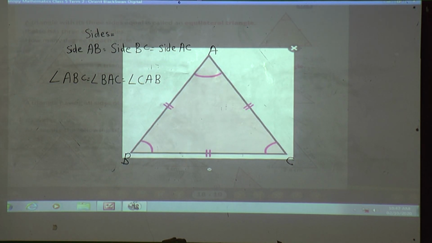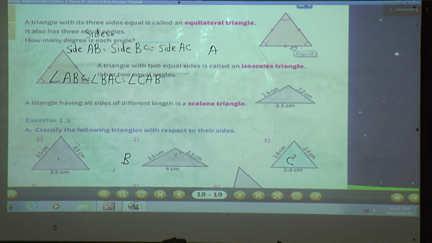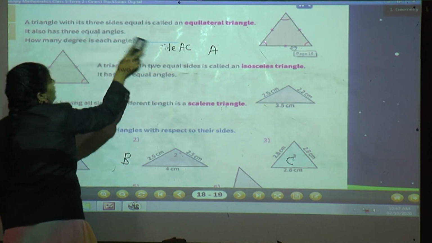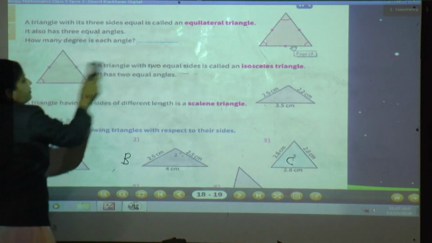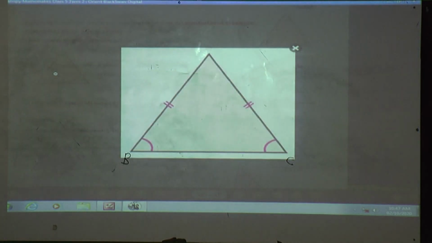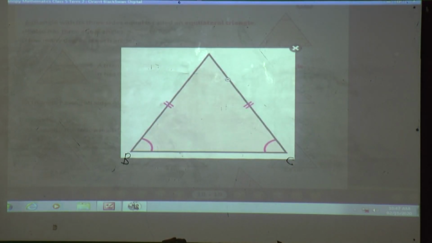Now we'll see the next triangle, isosceles triangle. So students, here is a figure of an isosceles triangle. Here, a triangle with two equal sides. A triangle with two equal sides is called an isosceles triangle. It has two equal angles.